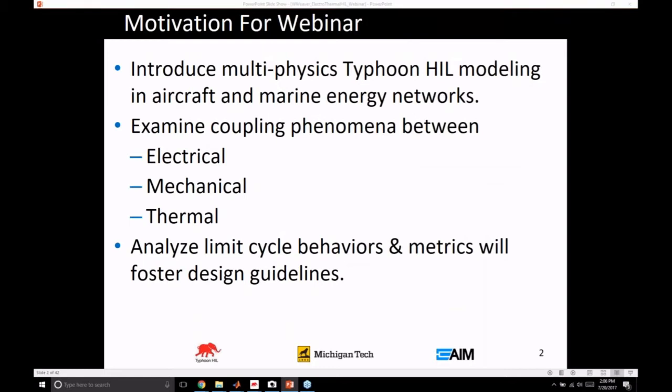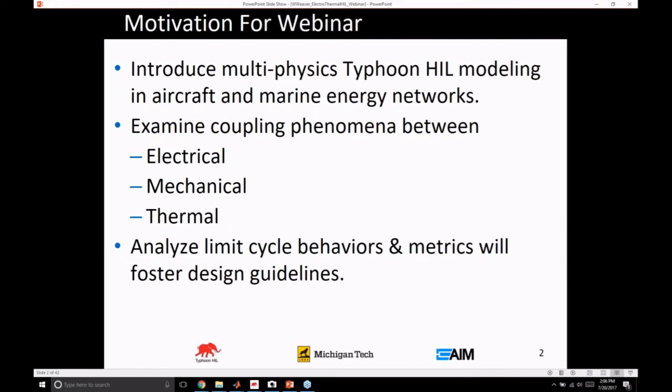As a background motivation for the webinar, what I'm going to focus on is an introduction to the multi-physics approach in studying this problem. Many of us in power electronics and the electrical power area are very used to electrical circuits, but the couplings and tie-ins with the other physical phenomena in these systems are a lot more important than many people give credit for. So that's what I wanted to focus on.